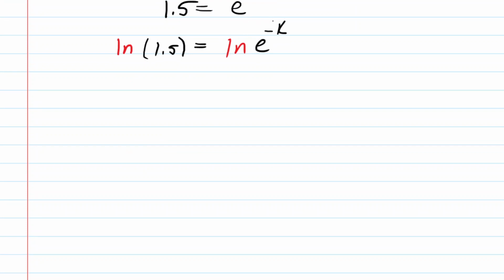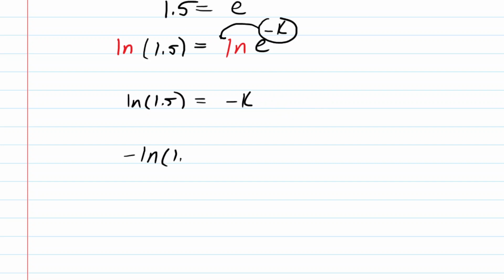And then we have a property of logarithms that allows us to pull that exponent as a coefficient. So it becomes negative k times the ln of e, which is pretty cool because the natural log of e is just 1. So negative k times ln of e is just negative k. And then we divide both sides by negative 1, and we end up with the value of k. Now on a calculator, that's going to come out to approximately negative 0.405. That is the approximate value of k.